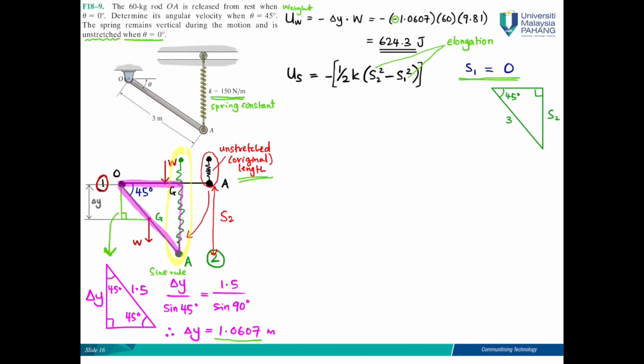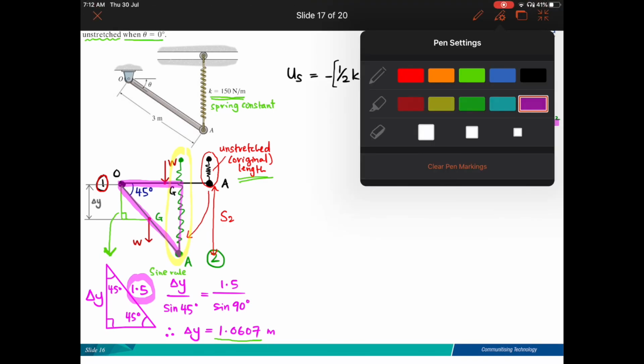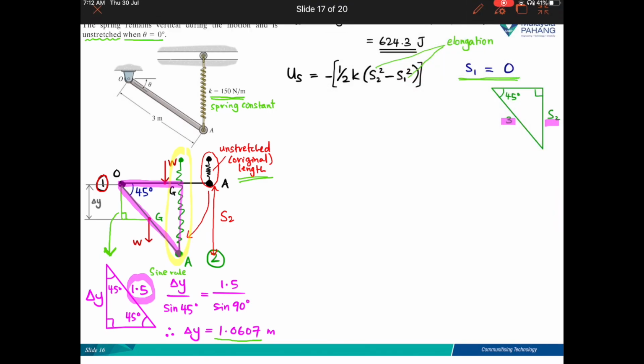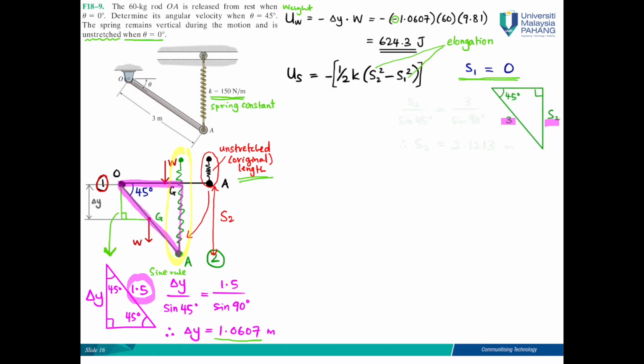So you know that this is S2. You have here 3, because initially we calculated that this part is 1.5, the half of it, so that must be 1.5 multiplied by 2, which gives 3. And we can go ahead and use the sine rule again to get the value of S2. So now you have S2 equals 2.12 meter.